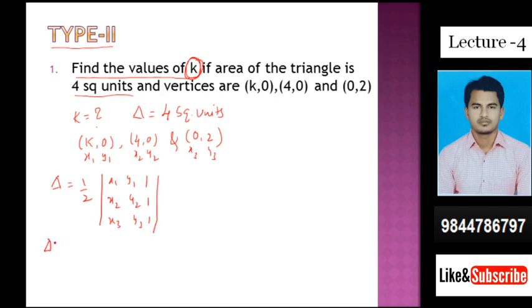Now substitute the values. Delta is equal to half into k 0 1, 4 0 1, 0 2 1. Okay. Now what is the value of delta? Sorry, I forgot to write it here. What is the value of delta? That is 4 square units.